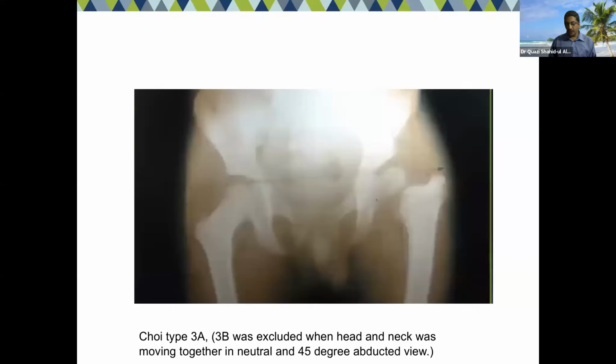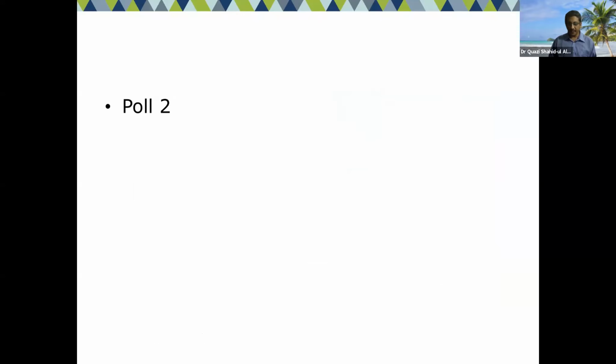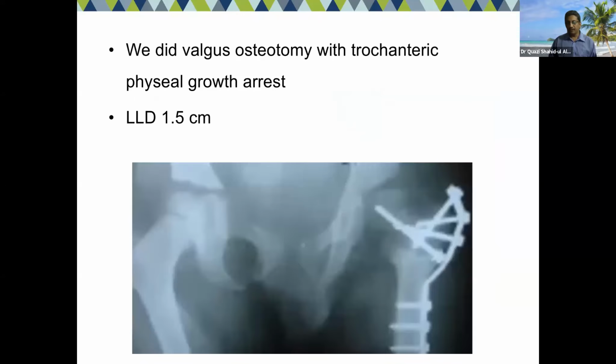The greater trochanter is going upwards, decreasing his abductor function mechanism, and that is the reason he is having pain and the limping, along with the limb length discrepancy. So you definitely need to go for valgus osteotomy, and this is what we did. And we also did trochanteric epiphysiodesis. Remember the position of this screw. This is the one which will actually arrest the growth of the greater trochanter.